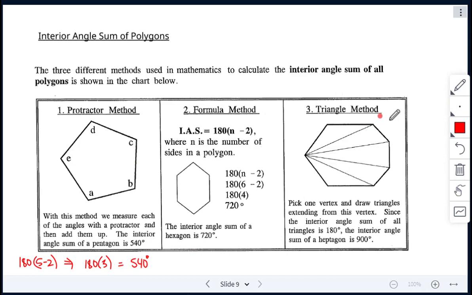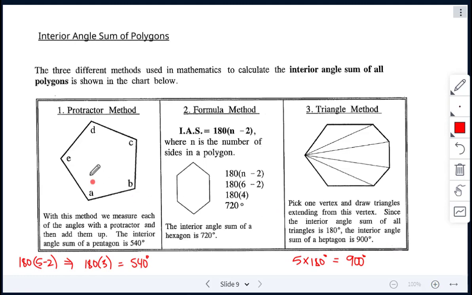The last method is the triangle method. You choose one vertex on the polygon and then draw triangles. From this vertex, we draw one line, another line, another line, another line. Count how many triangles we have: 1, 2, 3, 4, 5 triangles. We know that the sum of all the angles in one triangle is 180 degrees. So 5 times 180 degrees gives me 900 degrees.